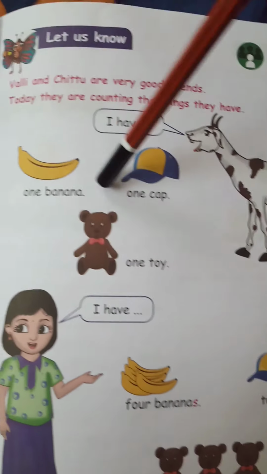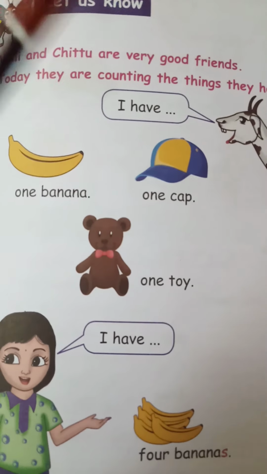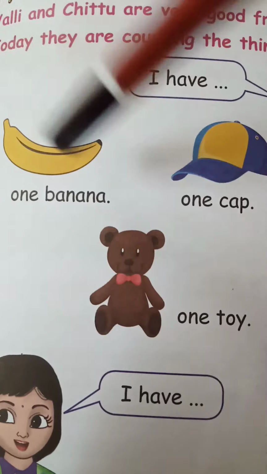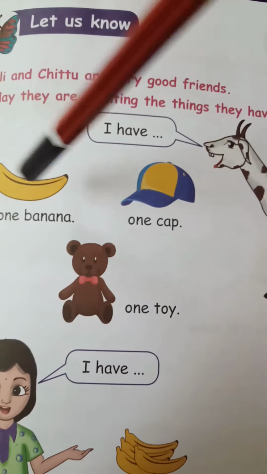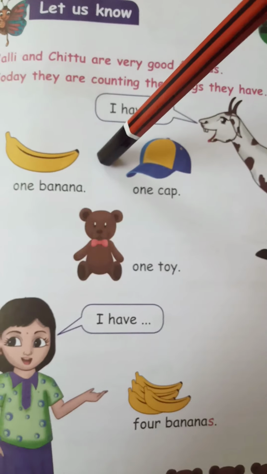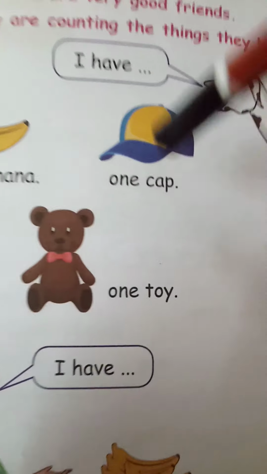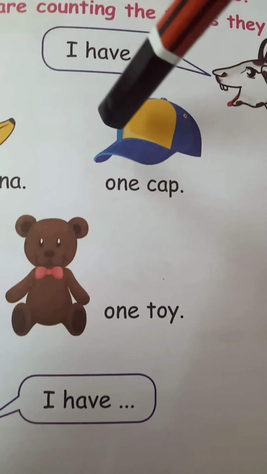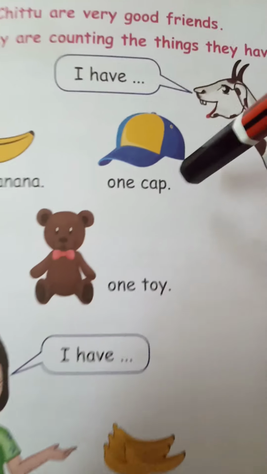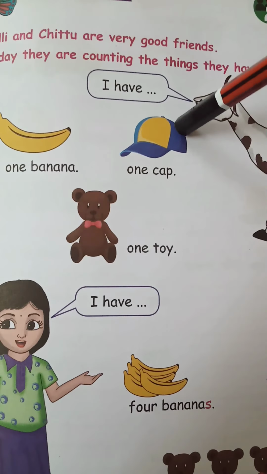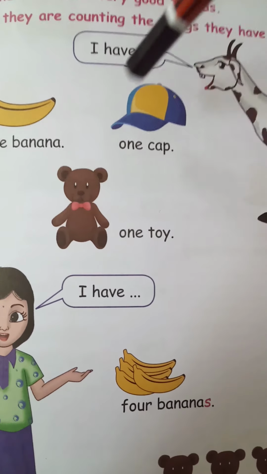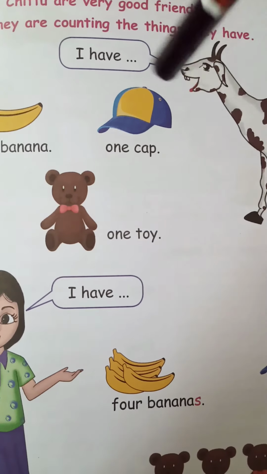I have one banana. What is this? Banana. How many bananas are here? Only one banana. So Chittu has one banana. Chittu says, I have one banana. And then what is this? This is a cap. What is the spelling of cap? C-A-P, cap. How many caps are here? Only one cap. So Chittu says, I have one cap.